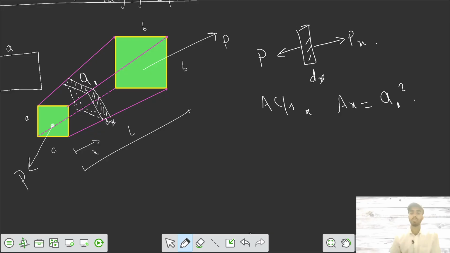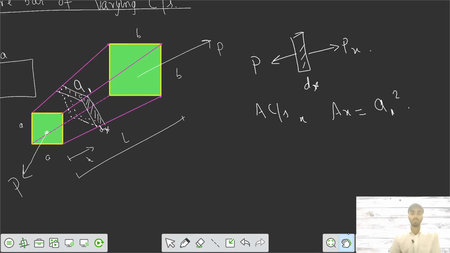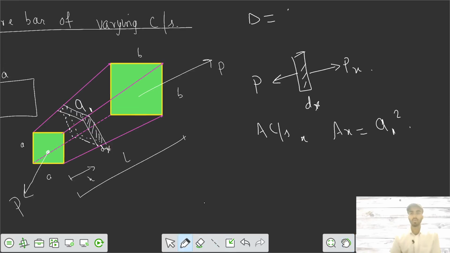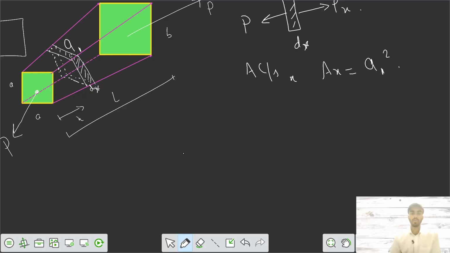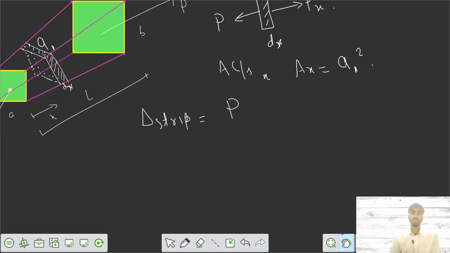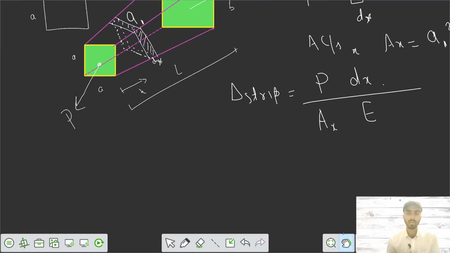Area at X becomes A1 square. Now we know the standard result, delta equals PL by AE. So we would take a strip. Let's take that strip. Then delta strip equals... P is constant, it's not varying with the length. Taking the strip dx, your area becomes area at X, and your E is constant. So firstly, you need to get the value of A1.